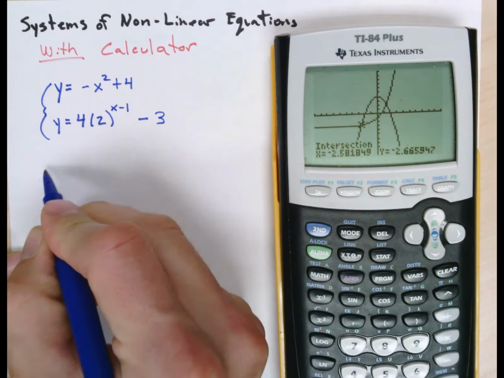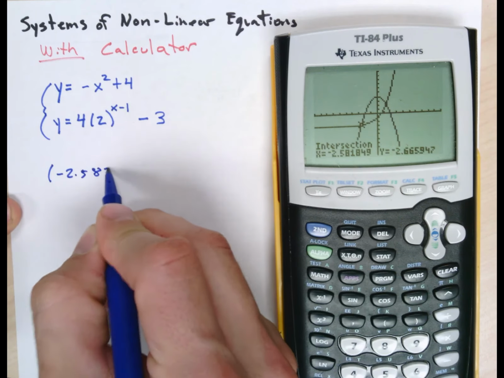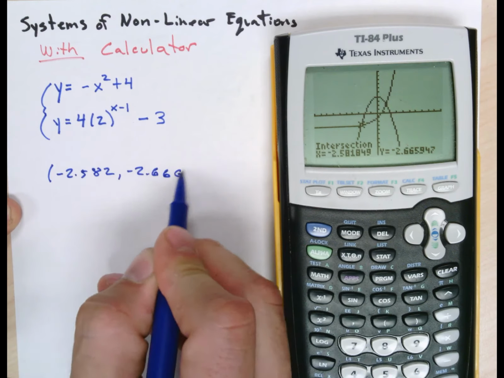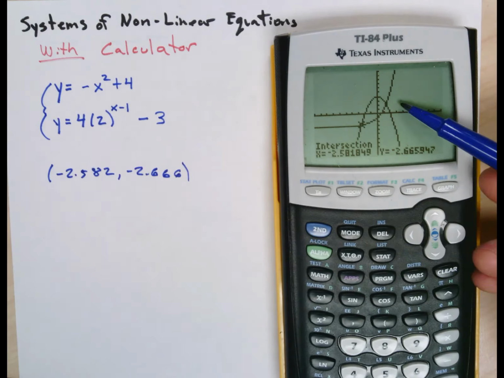So my first intersection point is at negative 2.582, and then the y value is negative 2.666. And then you have to repeat the same process to find your second intersection point.